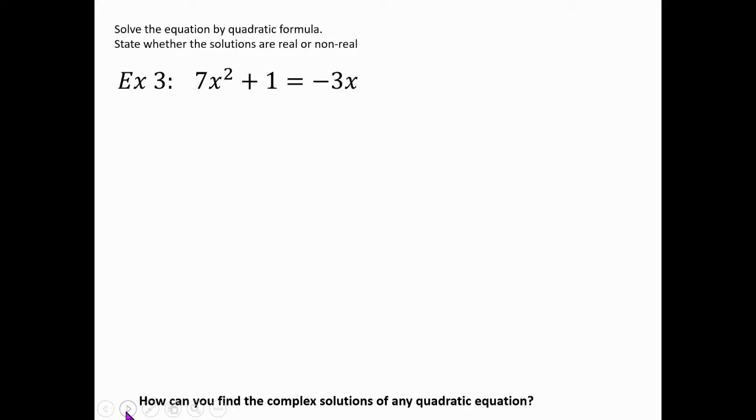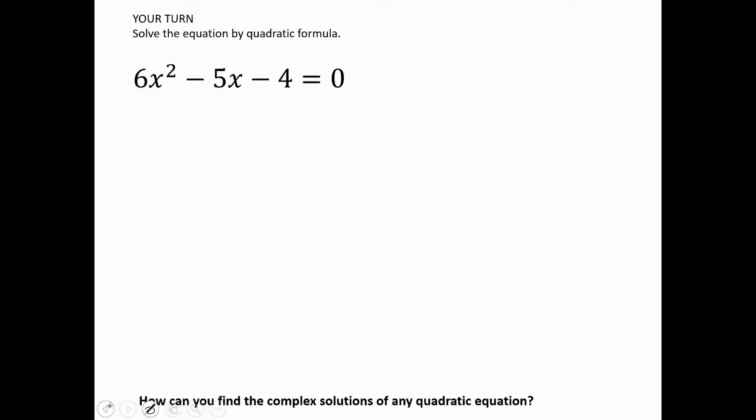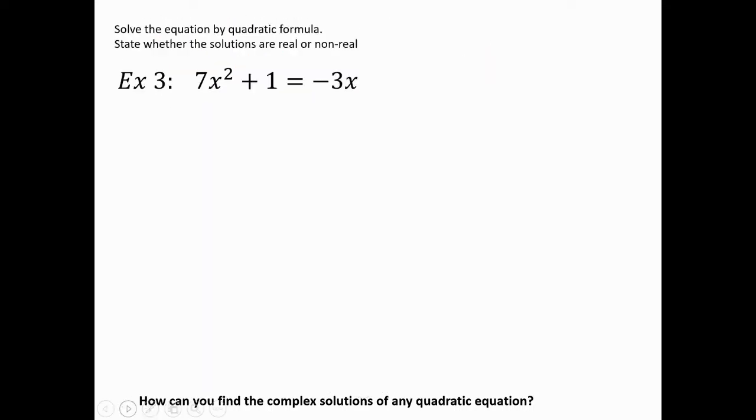The first thing hopefully you notice is that it is not equal to 0. So how do we make this equal to 0? We're going to move this to the other side, so we're going to add 3x to both sides. I'm going to rewrite it: 7x squared plus 3x plus 1 equals 0, because 3x minus 3x is 0. Now it's in standard form.